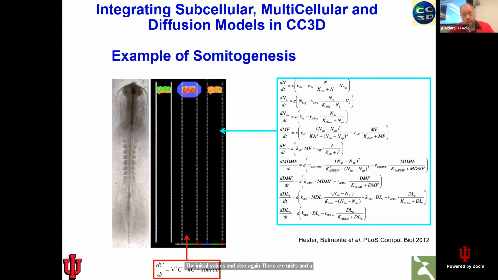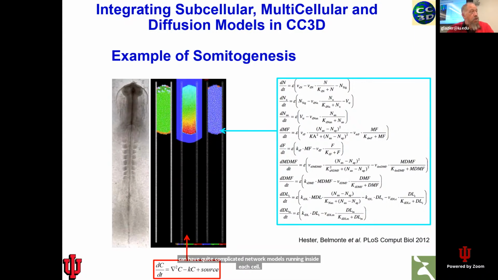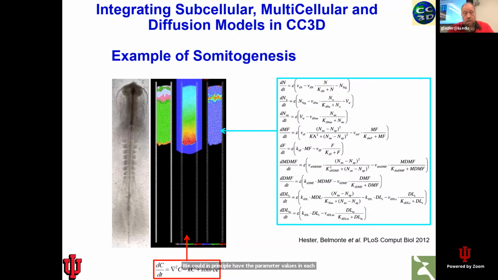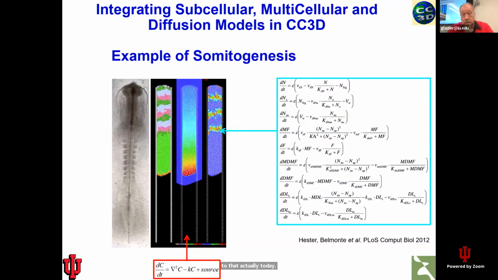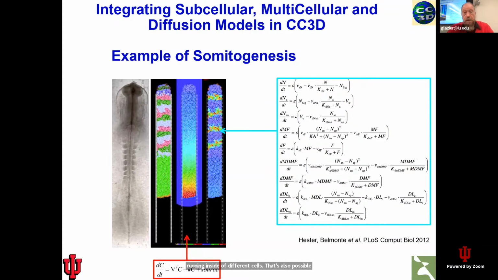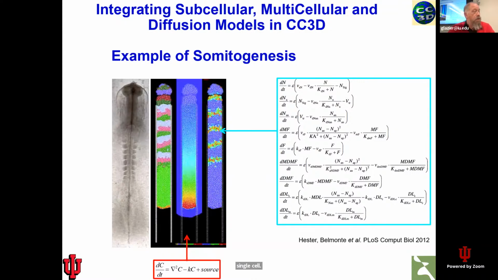Now, having reminded ourselves of the syntax, I want to jump into the problem of how we're going to integrate these network models with CompuCell. In general, we can have quite complicated network models running inside each cell. We could, in principle, have the parameter values in each network model in each cell be different. We'll get to that actually today. You could, in principle, have different network models running inside of different cells. That's also possible. You could have multiple network models running inside a single cell. So there are a lot of possibilities.